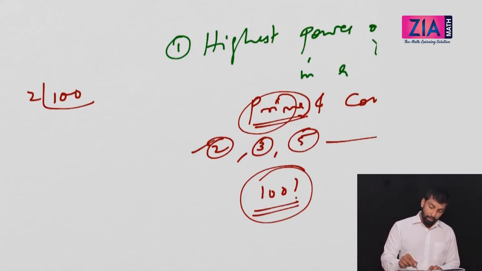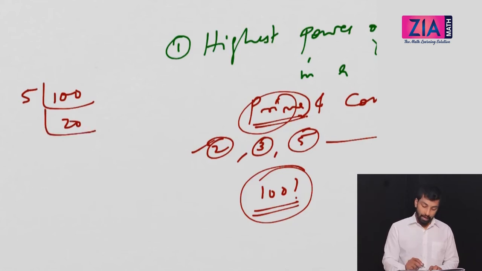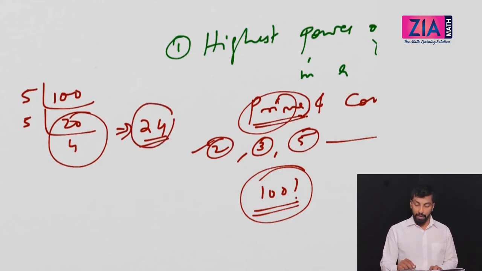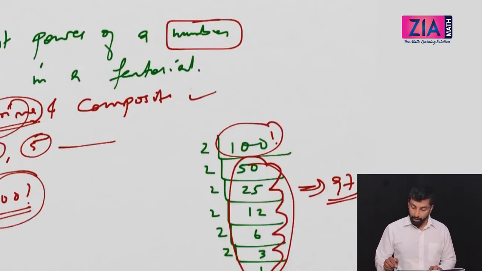If I ask you how many 5s are there in 100 factorial, what do you do? You divide by 5. That's the only difference. What do you get here? 20. Divide by 5 again, what do you get? 4. Now 4 is less than 5, so you can't divide, right? What is the answer? 20 plus 4, that is 24. So 24 5s are there in 100 factorial. How many 2s are there? 97 2s, we got it here.